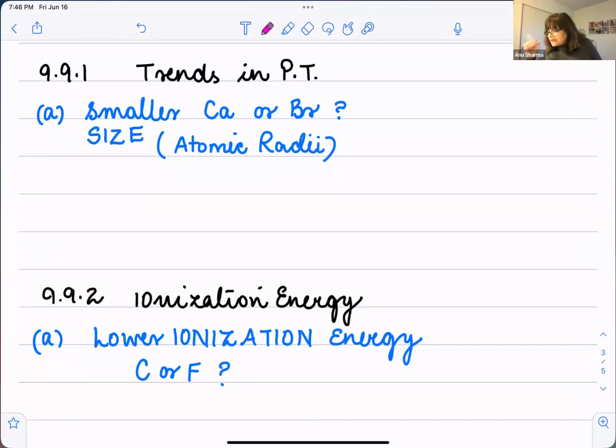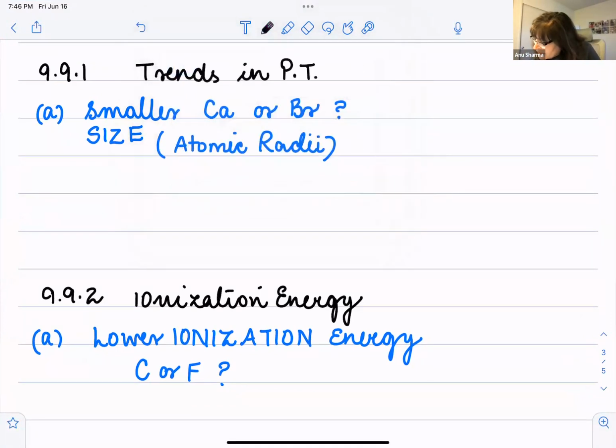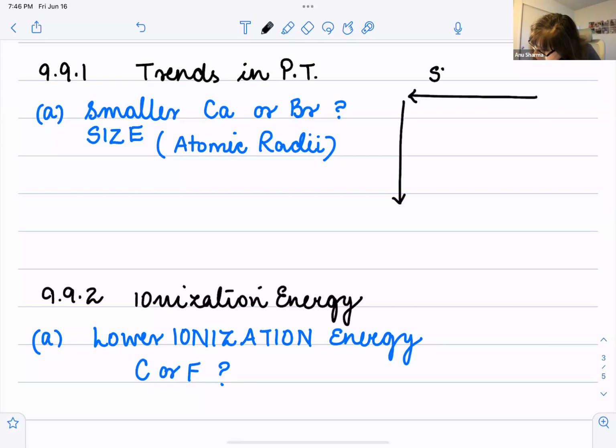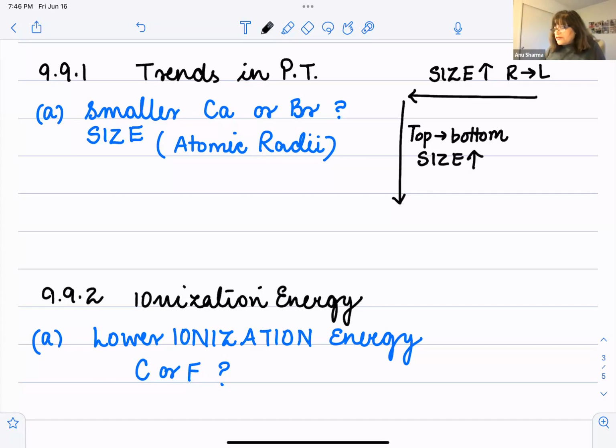Okay. Now let's look at these examples. So once again, I'm going to just put here top to bottom, and you can put it anyway this side. So this is increasing. So the radial size increases when we move from right to left. Okay, from right to left. Or the atomic size decreases when we move from left to right. That's one thing. Now here is the top to bottom. So going top down, the size is increasing. Okay, so keep that trend in one place.